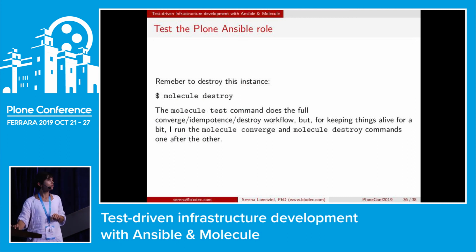Okay, then remember to destroy this instance because you just ran the molecule converge command. So there is an EC2 instance living somewhere in AWS that is charging you money. Molecule destroy, and it destroyed this instance, so it remembers what name that is. It has the SSH key pair correctly cached somewhere, and so on. As I said, the molecule test command would do the full converge, idempotence, which is very interesting, destroy workflow.